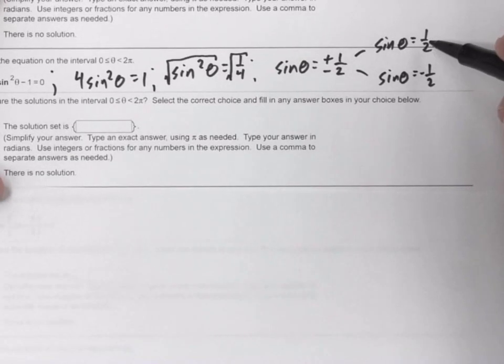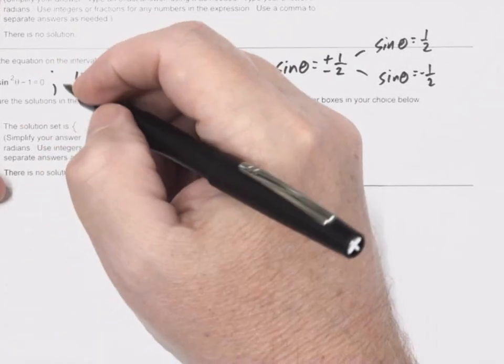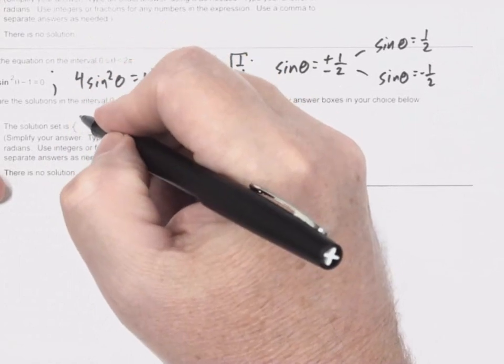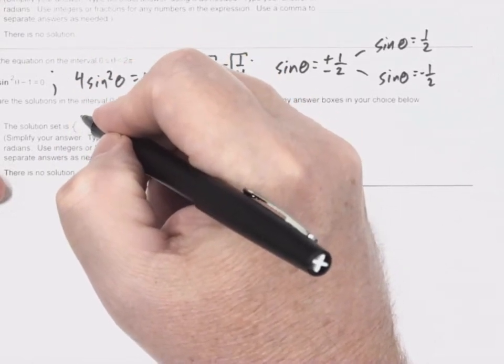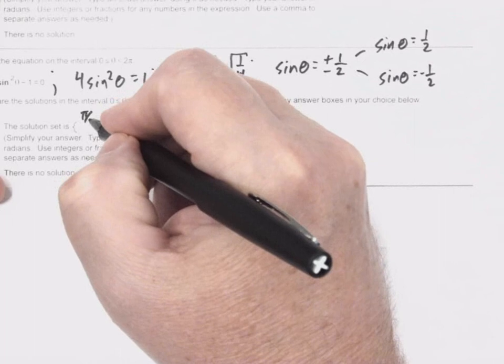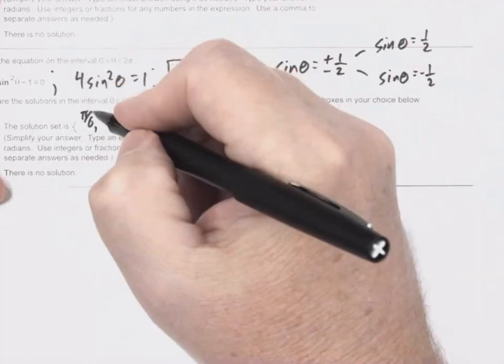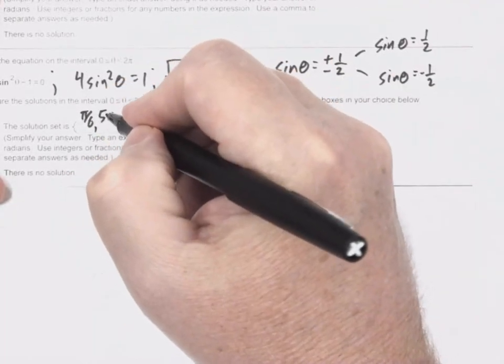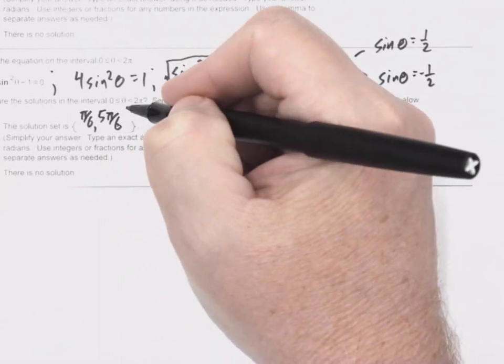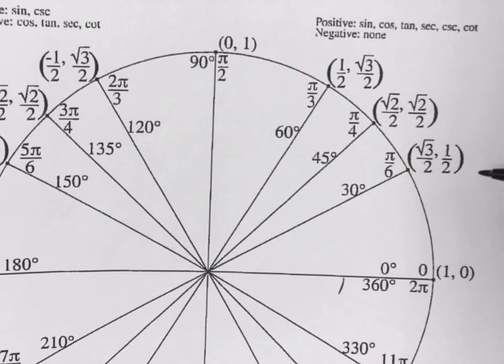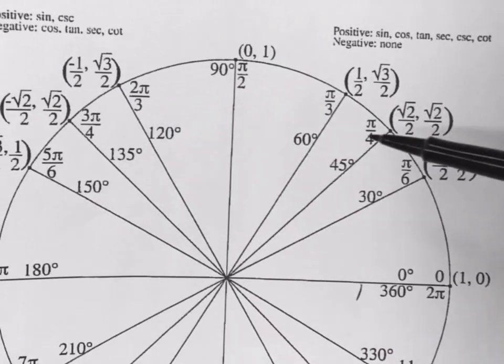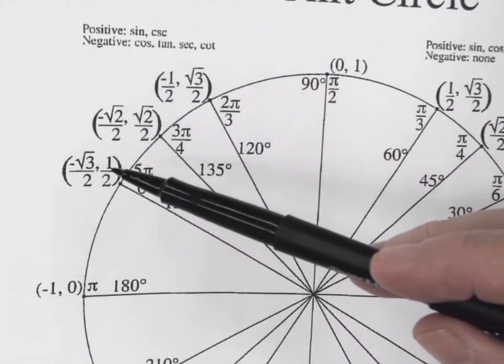Well, the angles where the sine is a positive 1/2, I'll write it here because I know the answer, and I'll show you on the unit circle. So 1/2 is pi over 6 and 5 pi over 6. So look at where the sine is positive 1/2, here at pi over 6, and here at 5 pi over 6.